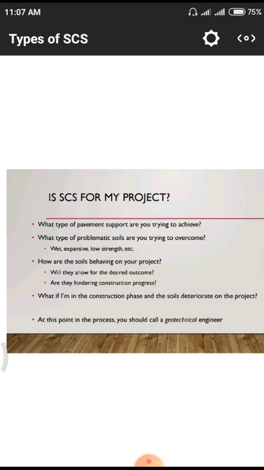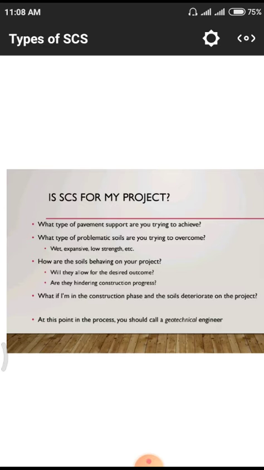Will they allow the desired outcome? Are they hindering the construction process? That means if the output is not sufficient, then we have to address our output to the construction workers, so that they have to modify it in further projects, whether the cement content or any other suitable process.